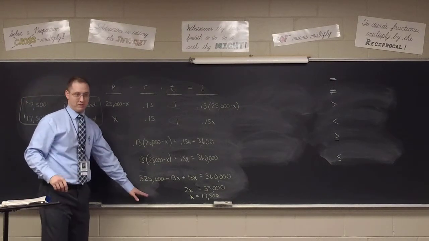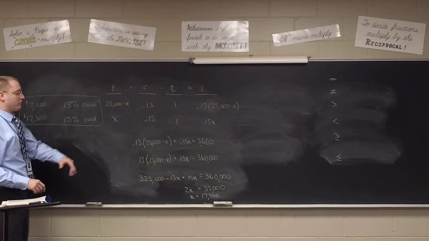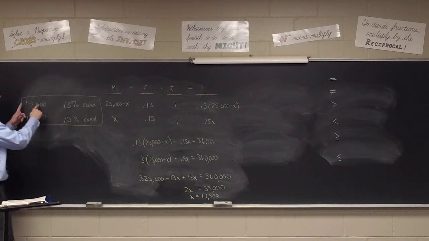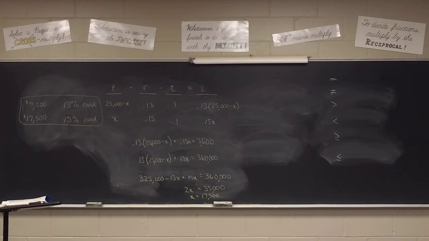Didn't get 325,000. Okay, so a multiplication error messed it up from there. Once we get the x, of course, we'll just subtract the 17,500 from the 25,000, $7,500 on the 13% card. So probably should have put more on the one. But anyway, questions on this? All right, practice with another one of these for homework this evening.